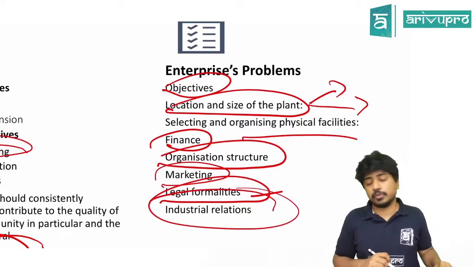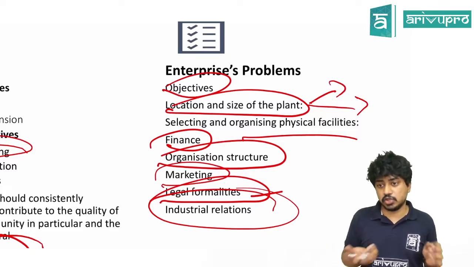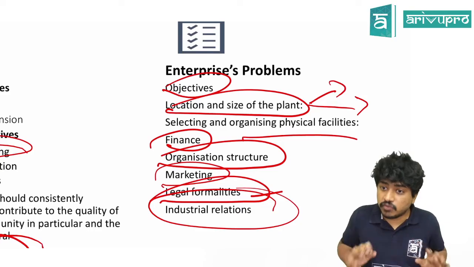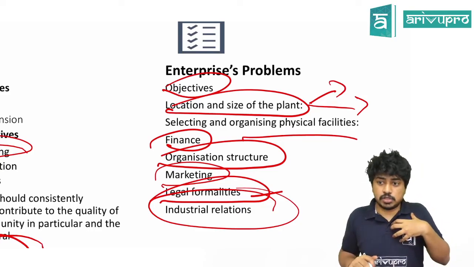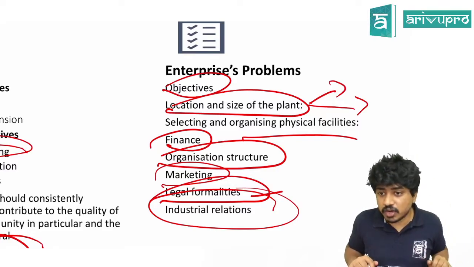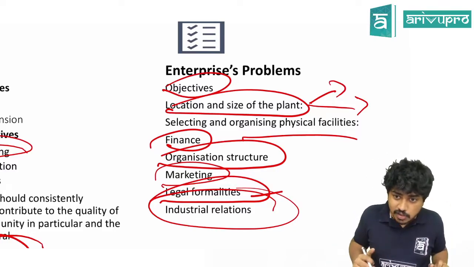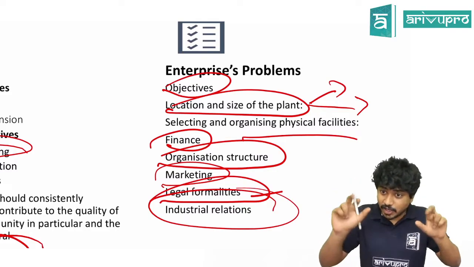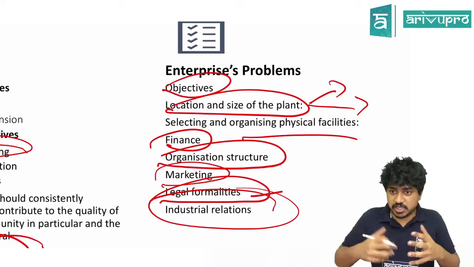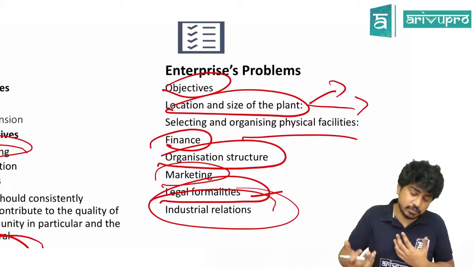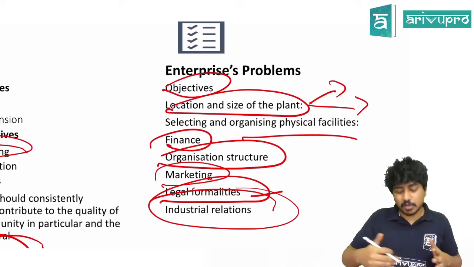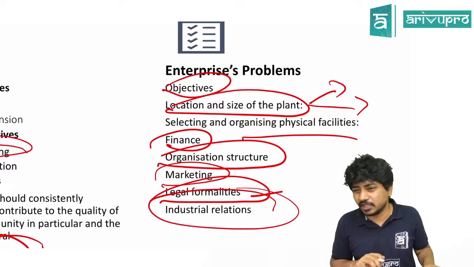Industrial relationship: when you are working in a business, you have to maintain relationships between everyone. Let's say I'm in the business of coffee. Can I go and fight with all the farmers? I have to maintain the relationship. There is a union for coffee also, let's say, to represent their own concerns. So I have to maintain relationships. All these reasons are enterprise problems.